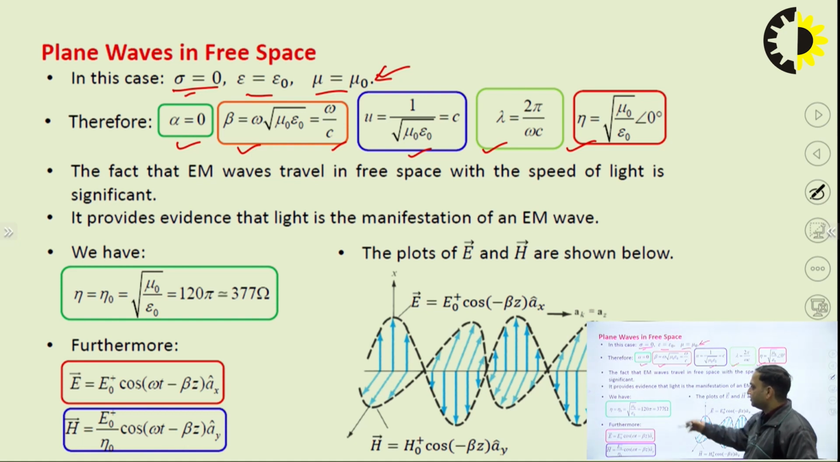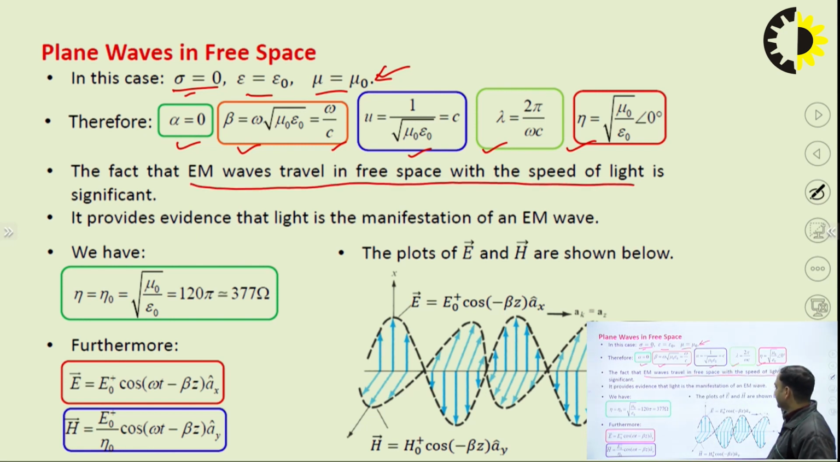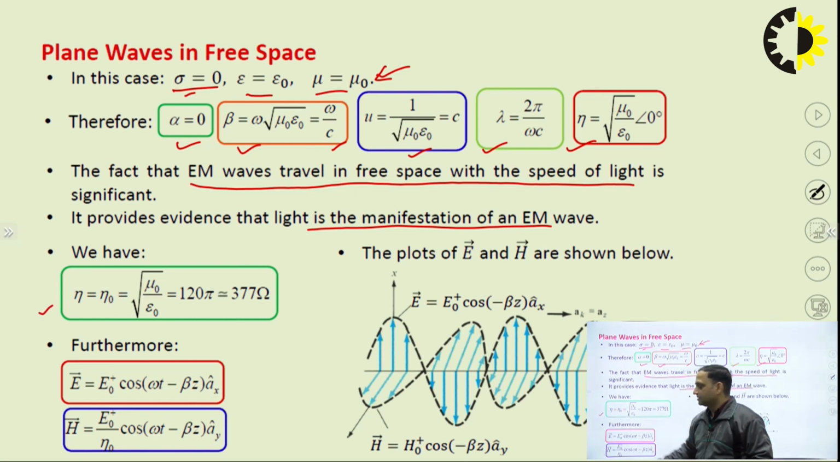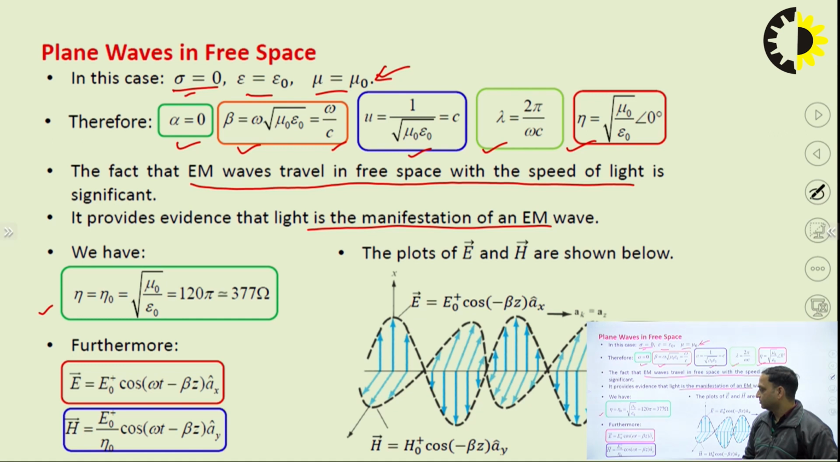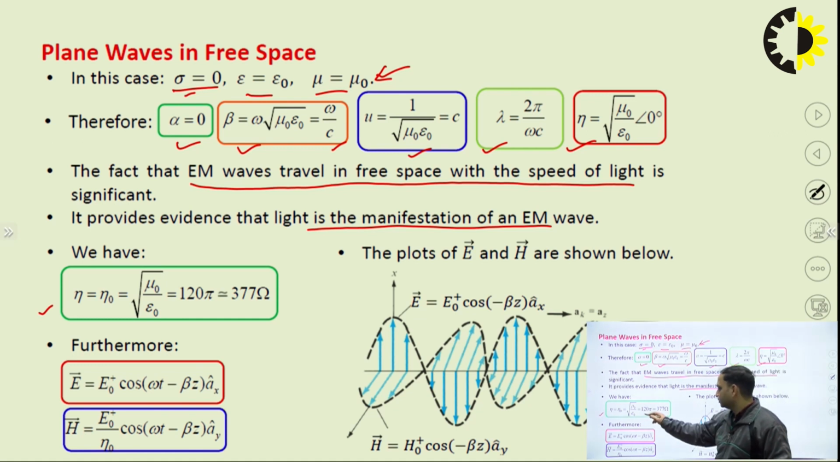The fact which is shown here, that EM waves travel in free space with the speed of light, is significant, and it provides evidence that light is a manifestation of the EM wave. Then in this case, eta is equal to eta naught, which is equal to under root mu naught upon epsilon naught, that is equal to 120 pi. Okay, and this is equal to 377 ohm.